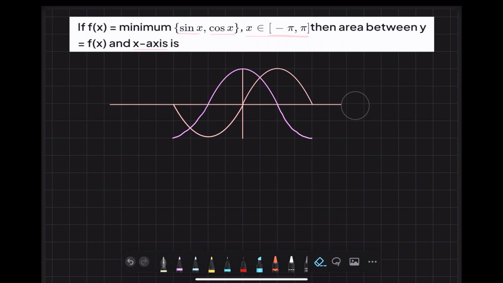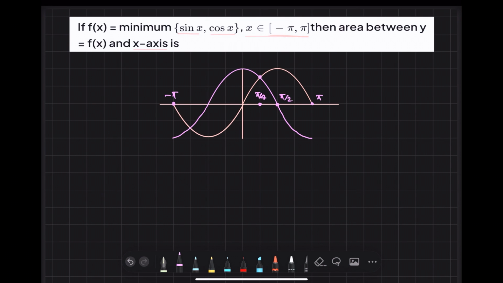Now look at this, the required part. What is required? What is relevant? What is irrelevant? We will focus on that part. So this point is minus pi. This point is plus pi. Now this point is pi by 2. Okay. And this intersection point, inside this point, it is pi by 4.